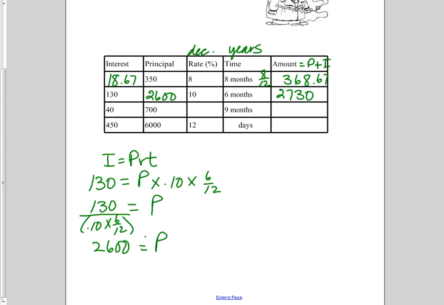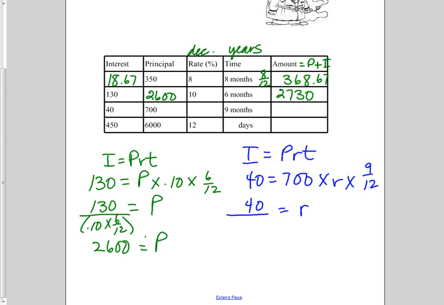Same for the next one. If I want to find the rate, I'm going to be doing some division. So my interest is $40 that I earned on $700. I want to know what the rate is. 9 months in years is 9/12. So to get my rate, I would have 40 divided by the 700 and the 9/12. Notice I always use brackets. No matter what your calculator is like, that can be helpful. 40 divided by 700 times 9/12.